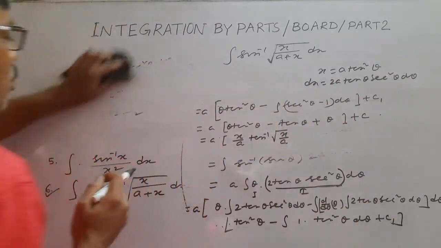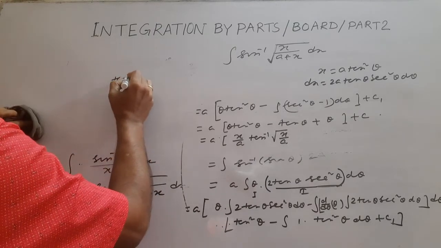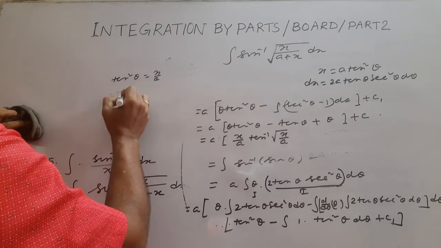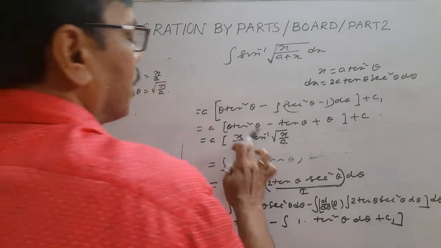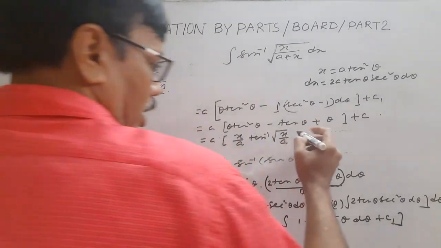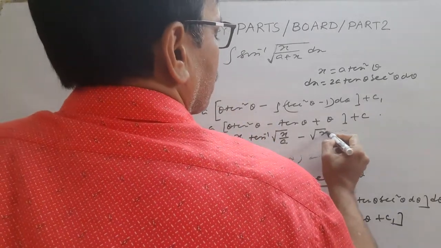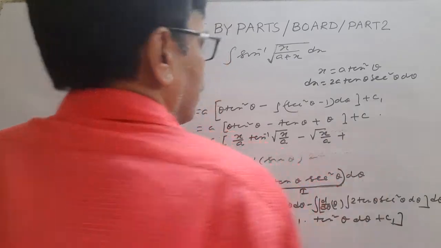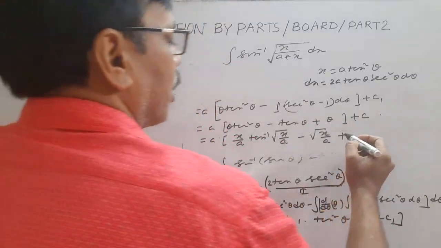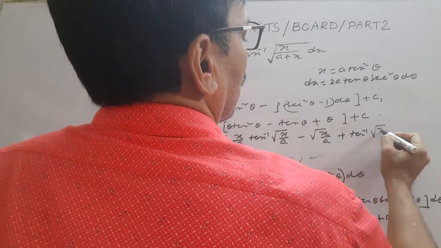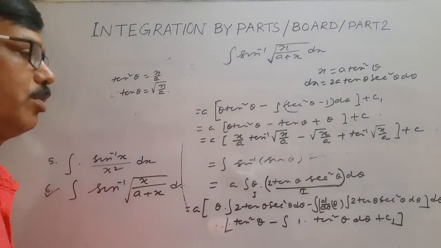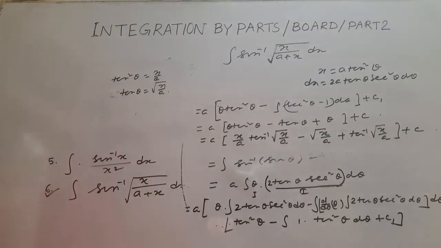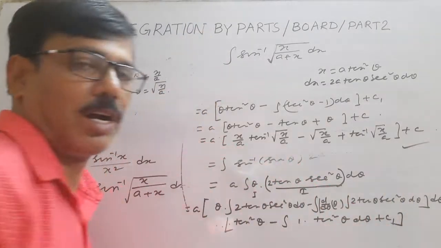So look, tan square theta equals x by a. Tan theta equals root over x by a. What is theta? Tan inverse root x by a. Now this is root over x by a. What is theta? It is again theta, tan inverse root over x by a plus c. So minus minus plus. So this is our final answer.